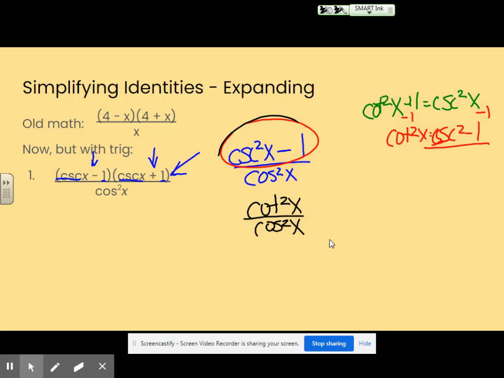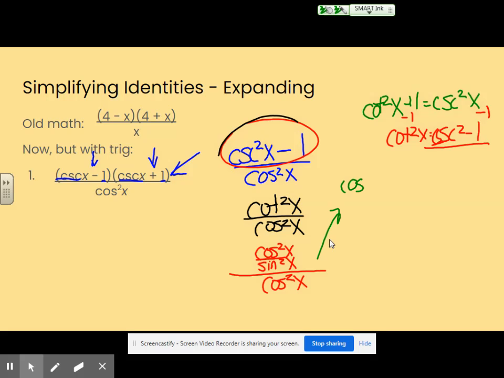Let's remember, what is cotangent? Cotangent is cosine over sine, and in this case, that's going to be our numerator all over cosine squared x. In class, I talked about how we need to go over our fraction rules as well as our factoring rules, and I'm hoping that you can see why, because we got to keep going.